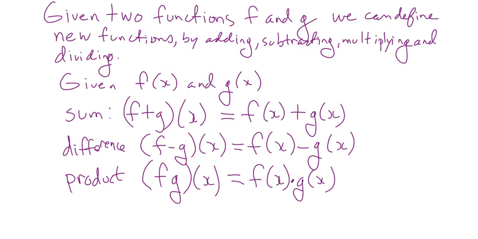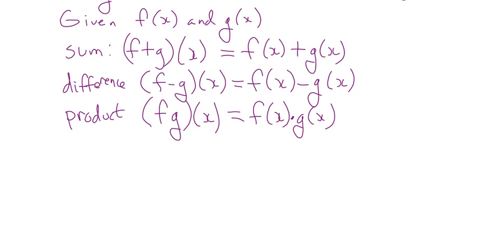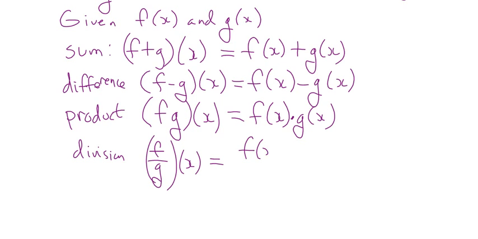And lastly, of course, there is division, which is written f over g of x, which is f of x over g of x, with the proviso that g of x cannot equal 0. We don't have to worry about that when we're adding, subtracting, or multiplying, but we do have to worry about that when we are dividing, because we're not allowed to divide by 0.